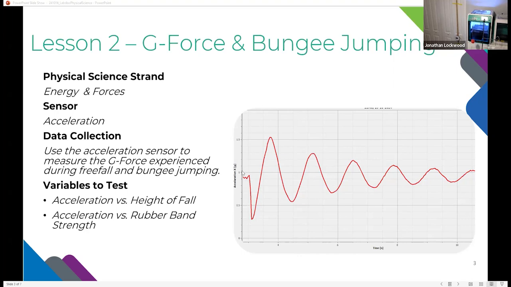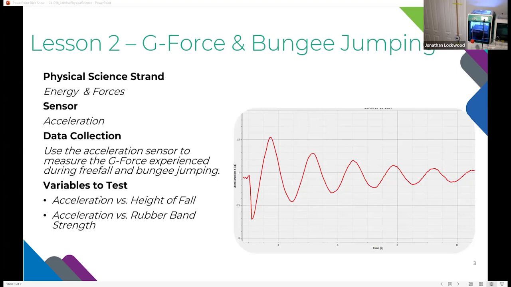At rest, it should be sitting around 1 G. And the reason for that is we all experience 1 times the force of gravity at all times. G-force is multiples of that. So at its lowest point on that very first drop, it actually reaches down to negative, what is that, 0.7 Gs, and then up to positive about 1.5 Gs. That means 1.5 times the force of gravity.